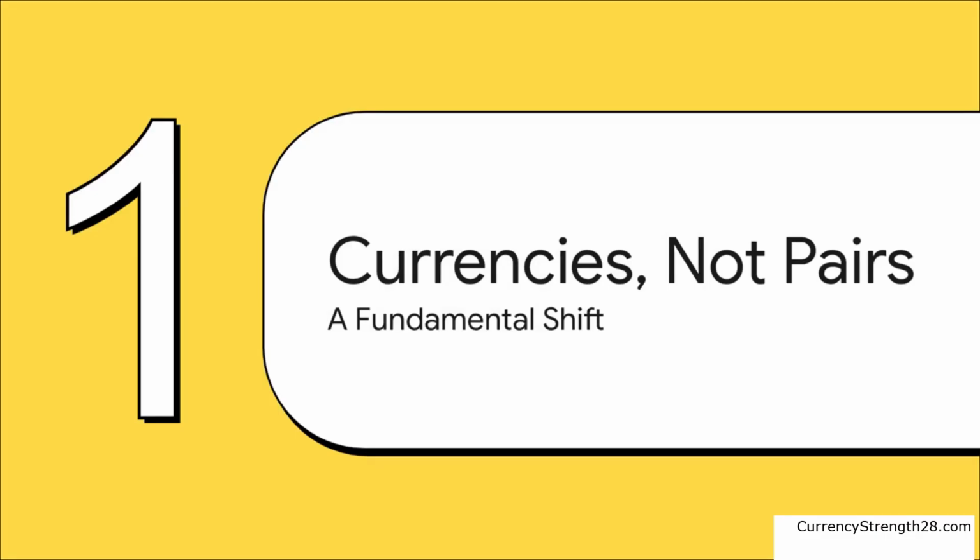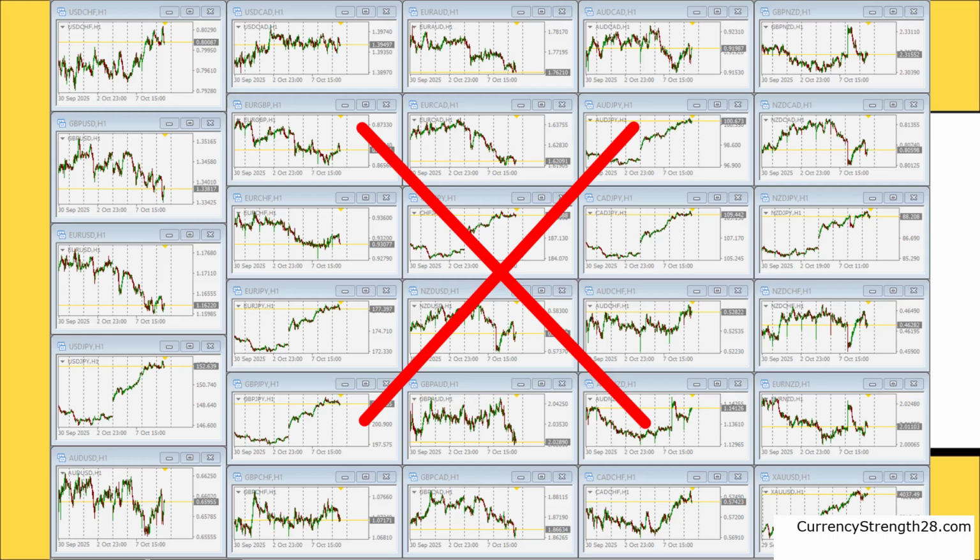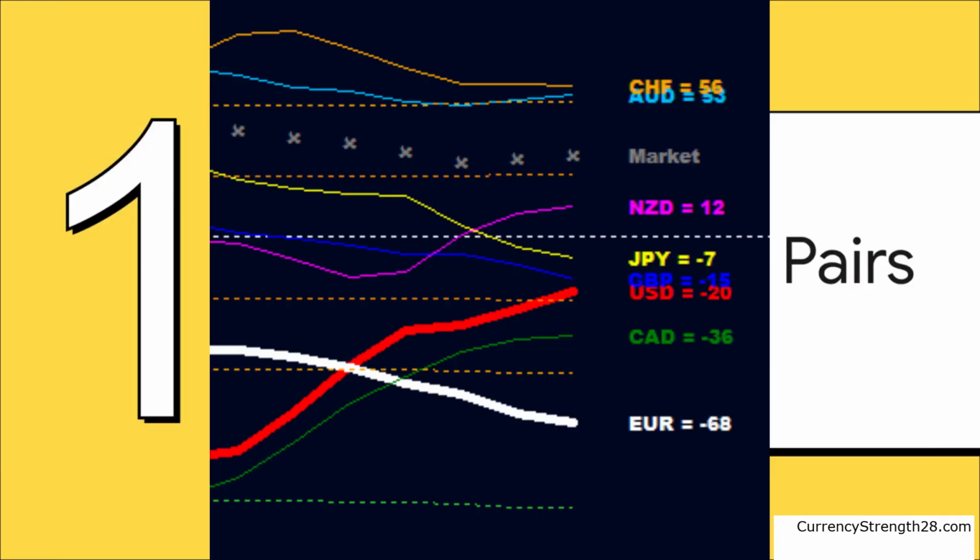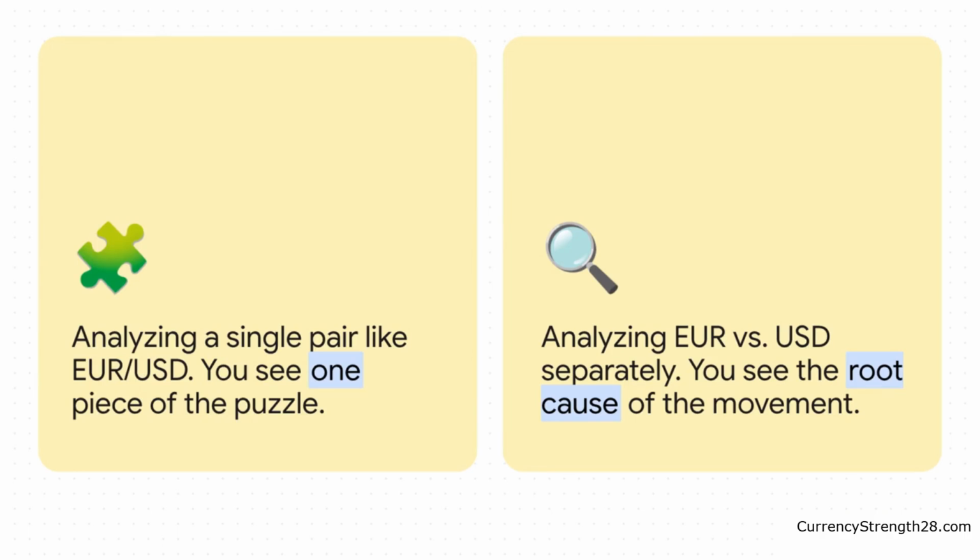So, here's the big idea, and trust me, it's a fundamental shift in perspective. We are going to stop getting lost in those 28 pair charts and start focusing on the 8 major currencies individually. Think of it like this. The old way is kind of like watching a tug of war where you can only see the rope moving back and forth. You only see the result. This new way lets you see the individual strength of each person pulling on that rope. You can stop guessing and start analyzing the actual root cause of the movement.